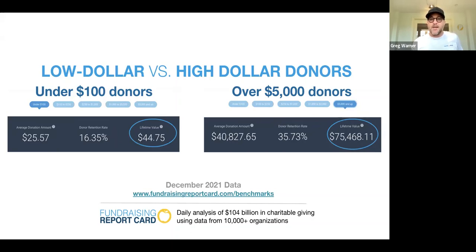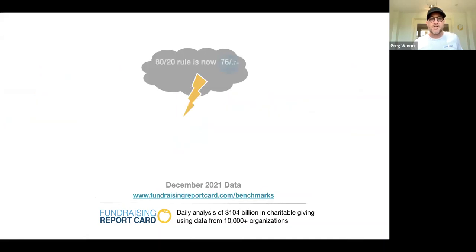So the thing about this is that these numbers have been creating this sort of donors down, dollars up kind of situation for a lot of organizations.